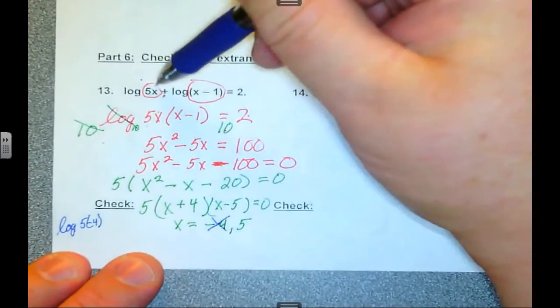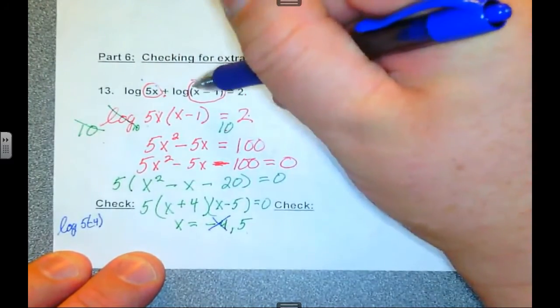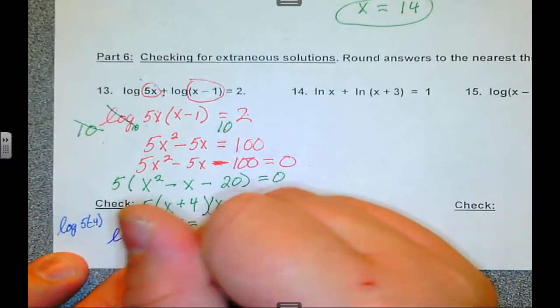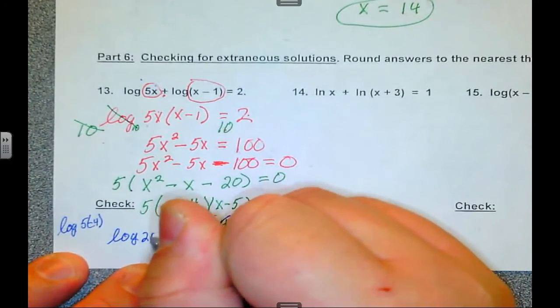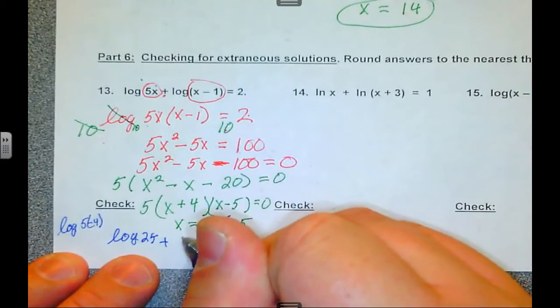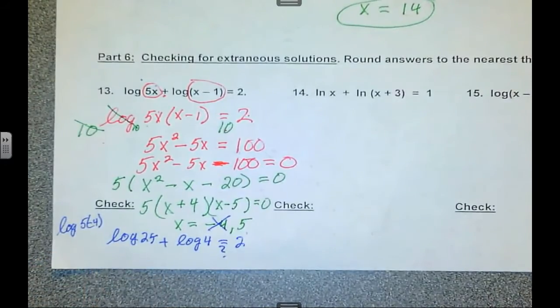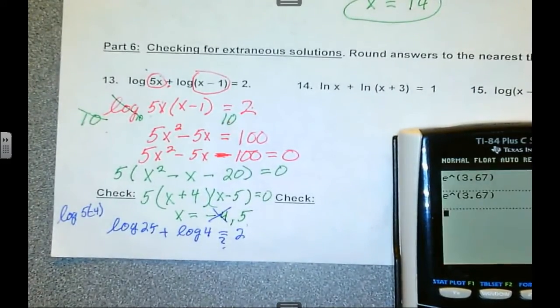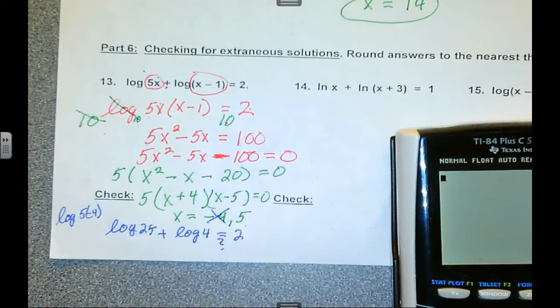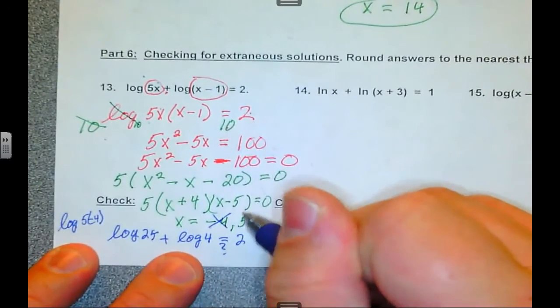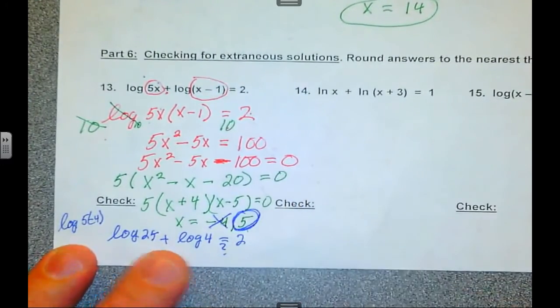Let's see, log 5, plug in 5, I get 25, so I get the log of 25 plus the log of 4. Does that equal 2? And I believe it does. Log of 25 plus log 4 equals 2. It checks. So, x equals 5 is a valid solution. Isn't that fun?